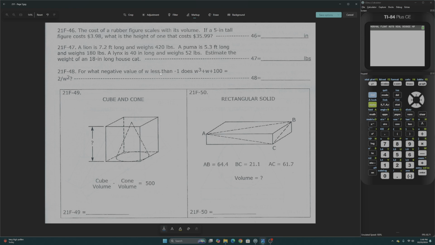Okay, so the cost of the rubber figure scales with its volume. Normally this problem doesn't even tell us that, so they were very nice to already tell us the scaling. It makes sense because if you're increasing the volume of something, the cost will scale with it, because the weight scales with volume, right? The more volume you take up, the more weight you take up. It's linear for the most part, right?